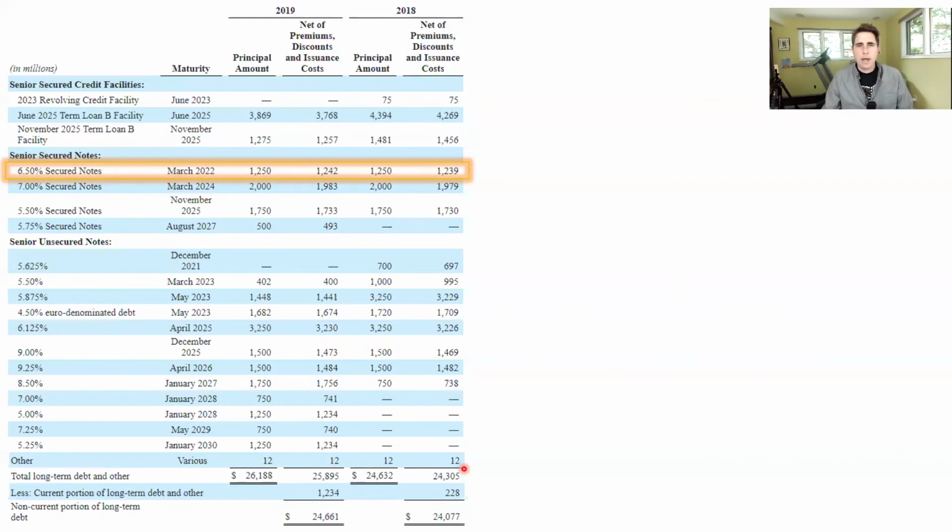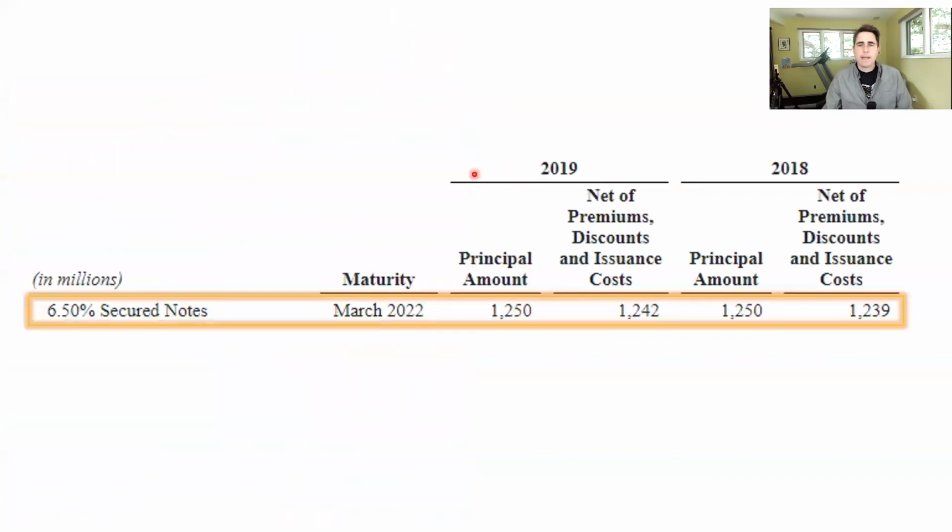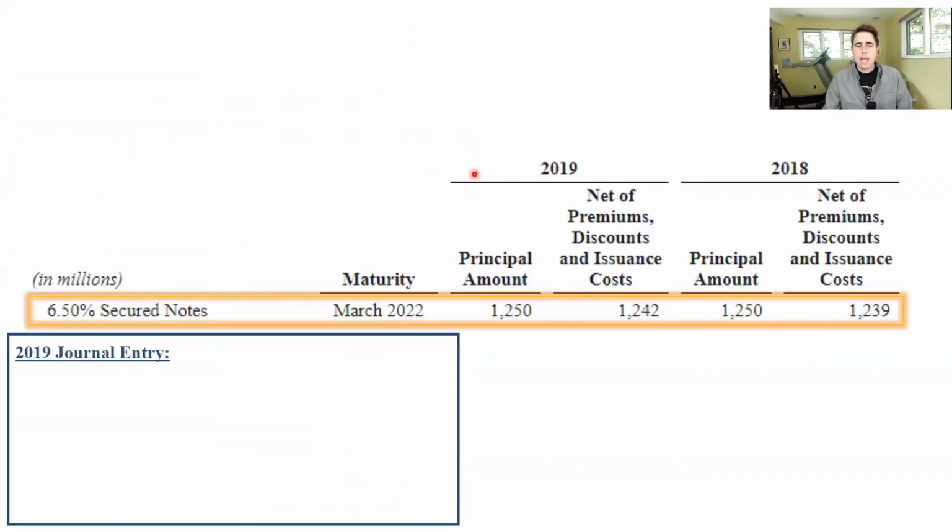Okay, so now what we're going to do is calculate the effective interest rate on this particular bond issuance. And so I'll blow it up a little bit. And first, what we need to do is figure out what was the 2019 journal entry for this bond. And step one in that process is to determine, well, what was the coupon payment? And you compute the coupon payment by taking the coupon rate, which is 6.5%, and multiplying by the principal or face value, which is 1,250.